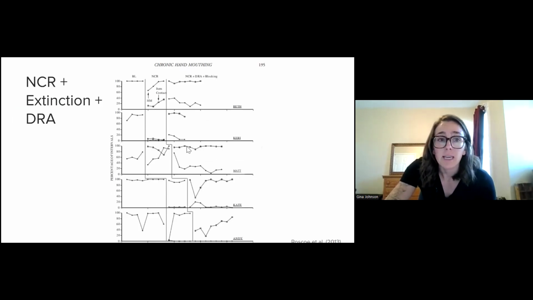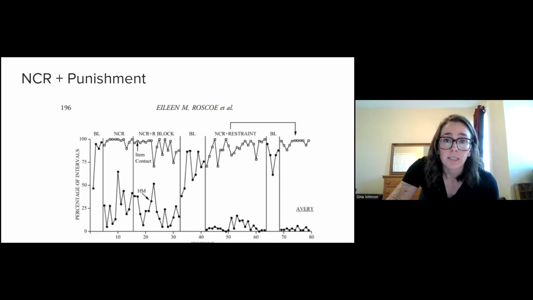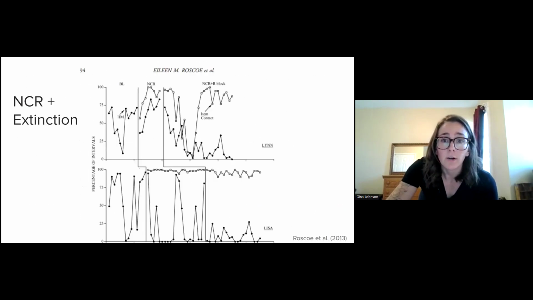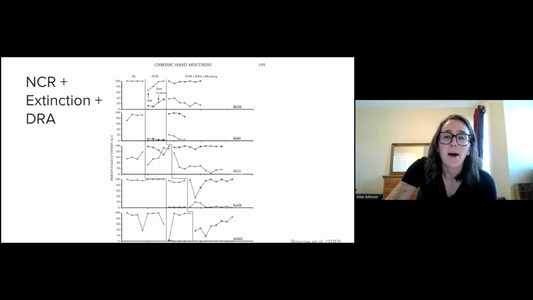And then we have these other participants here. Where are we? Why is this happening? Where you have non-contingent reinforcement. No, don't come down there.